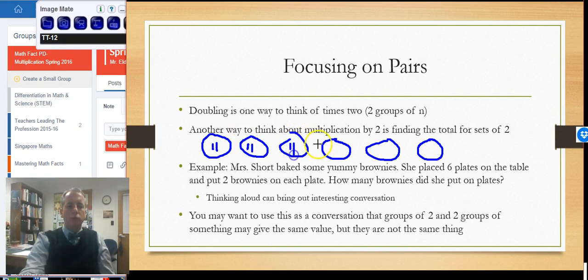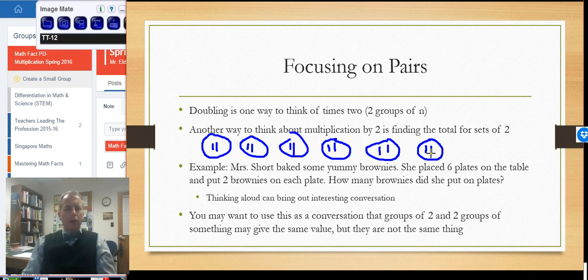And again, this is looking at multiplying by 2. This would be 6 groups of 2, right? Groups of pairs. So 6 groups of 2 being 12 versus 2 groups of 6, or doubling 6. This is groups of 2.